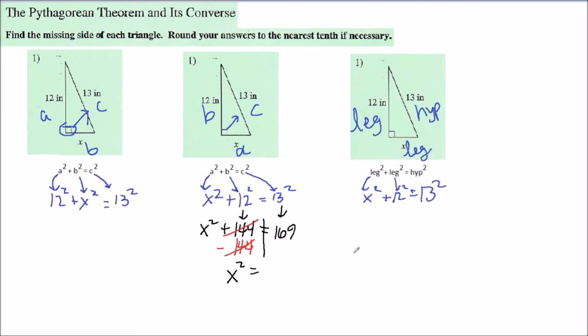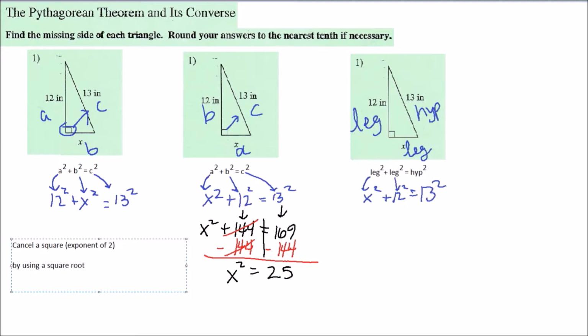But now if you remember, this equation is a balance, so if I change the left side, I have to change the right side the same way. So I have to also subtract 144 from the right side so that I keep them balanced. And when I do that, 169 minus 144 is 25. But I'm not done yet. Remember, we want to solve for x. We want to say what x equals. But I'm close. If you remember, the way to cancel a square, and I'll type this out here, we cancel a square, and that is an exponent of 2, by using a square root. Very important that we remember that.